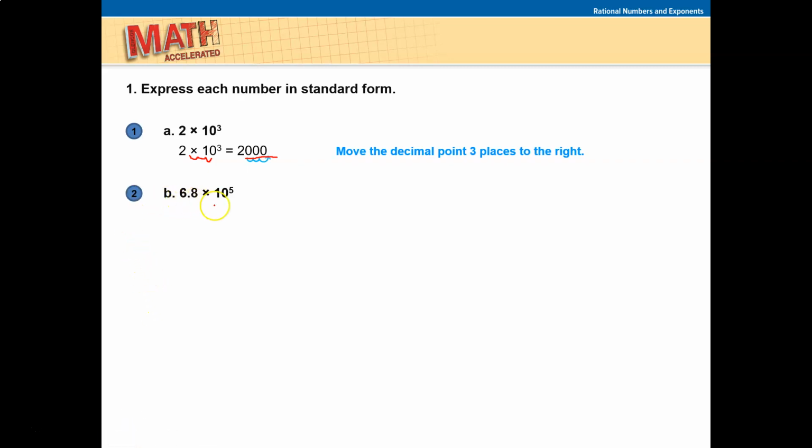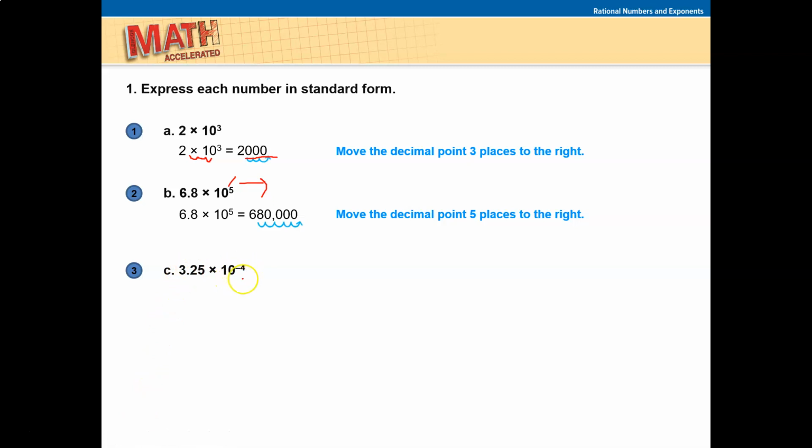6.8 times 10 to the fifth. Again, positive exponent. We're going decimal to the right. So 6.8 times 10 to the 5th would be 680,000. We start with our decimal point there, move it over 5, fill in the zeros, we get 680,000.